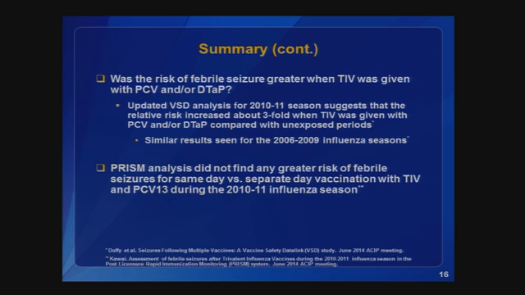So was the risk of febrile seizure greater when TIV was given with PCV and or DTaP? The updated VSD analysis for the 2010-2011 season suggests that the relative risk increased about threefold when TIV was given with PCV and or DTaP compared with unexposed periods. And similar results were seen for the 2006 to 2009 influenza seasons. The PRISM analysis did not find any greater risk for febrile seizures for same-day versus separate-day vaccination with TIV and PCV13 during the 2010-2011 influenza season.